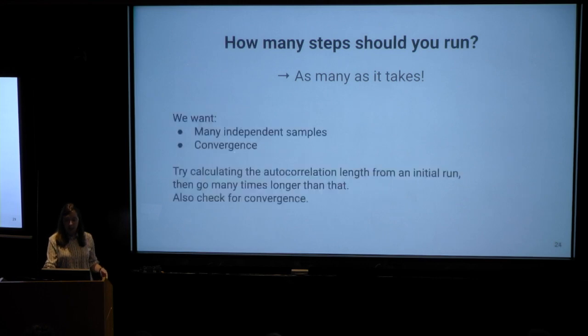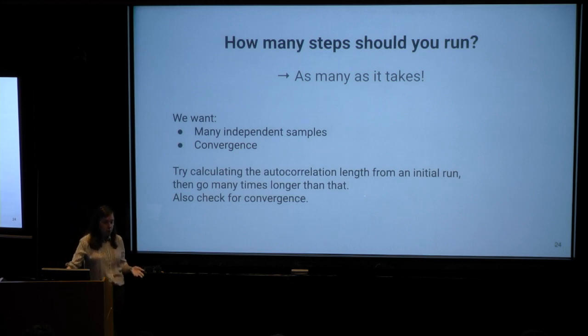And how long do you run your MCMC? That's related to the previous things, but essentially, in order for your MCMC to be working, you want to have many independent samples at the end. And so you want to kind of look at the autocorrelation lengths and the convergence of your chains.